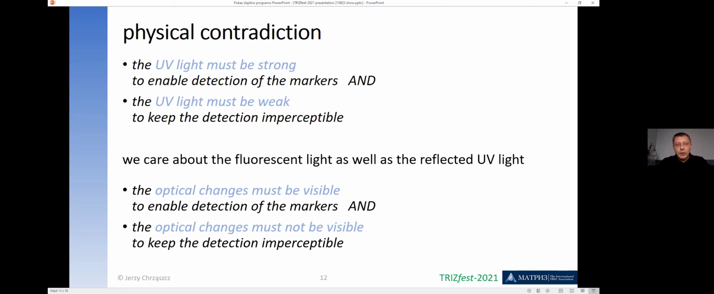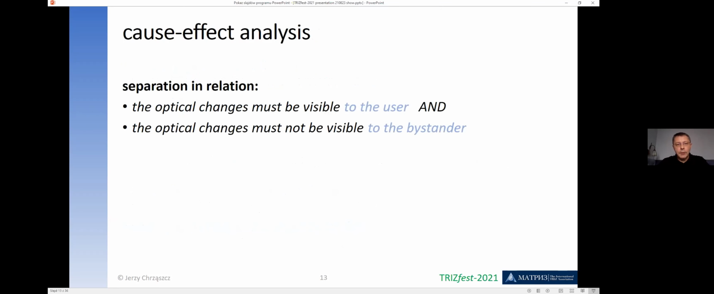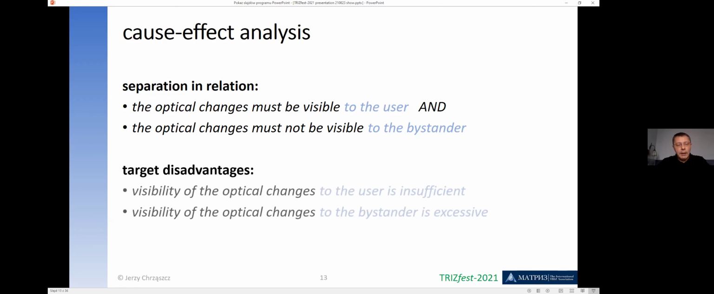So the original contradiction was reformulated into a more generic version, which refers to optical changes. These contradicting requirements fortunately pertain to different actors, different participants of the process. So the optical changes must be visible to the user and they must not be visible to the bystander. And here we can obtain the target disadvantages, being the input to cause-effect analysis: visibility of the optical changes to the user is insufficient, and it is excessive to the bystander.